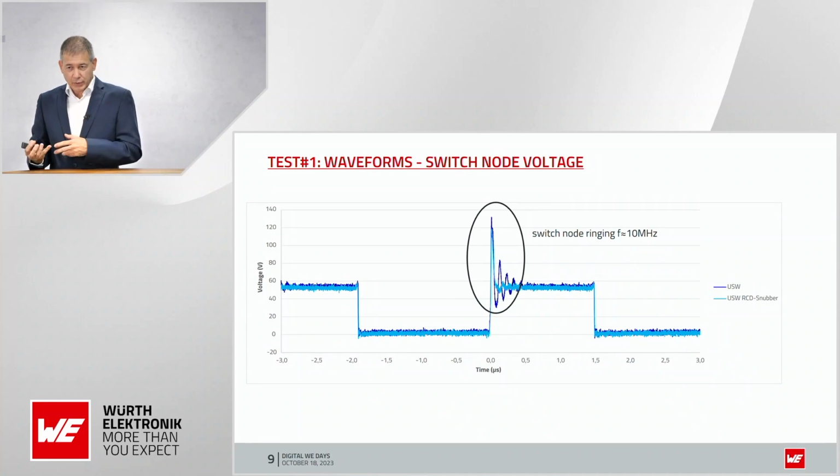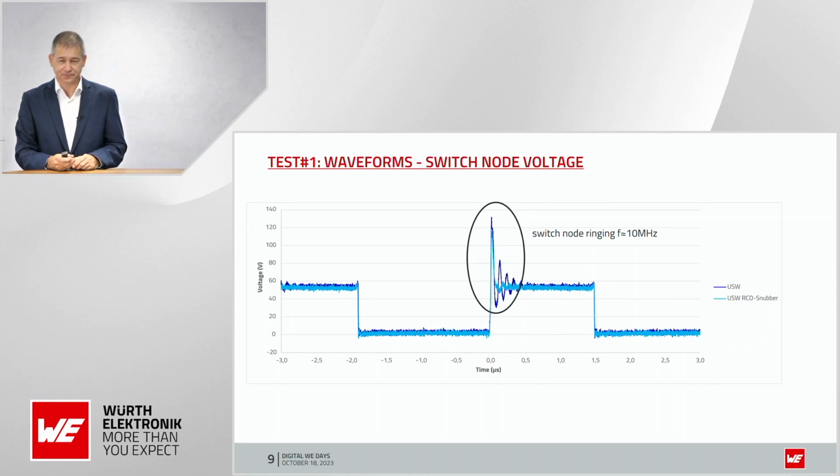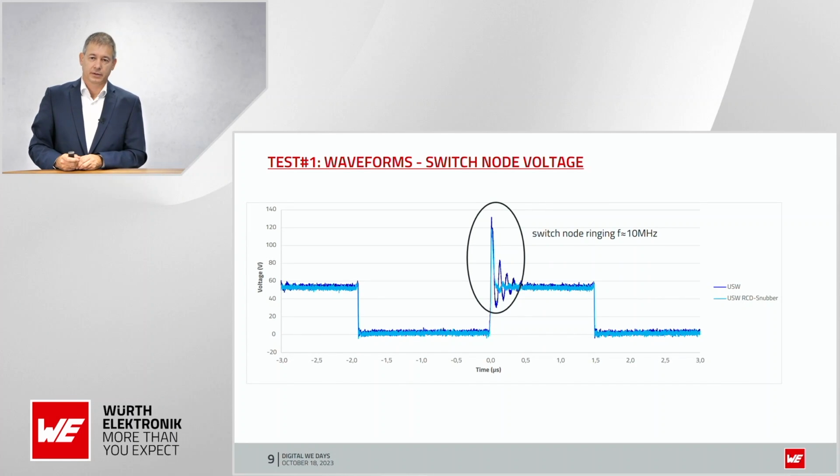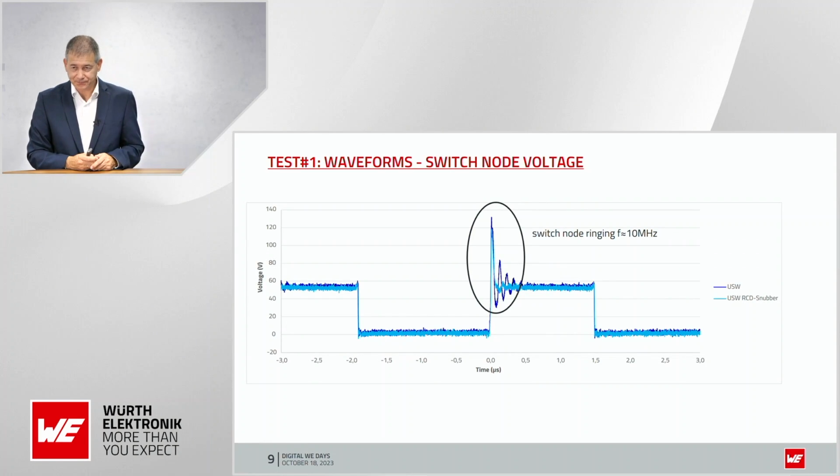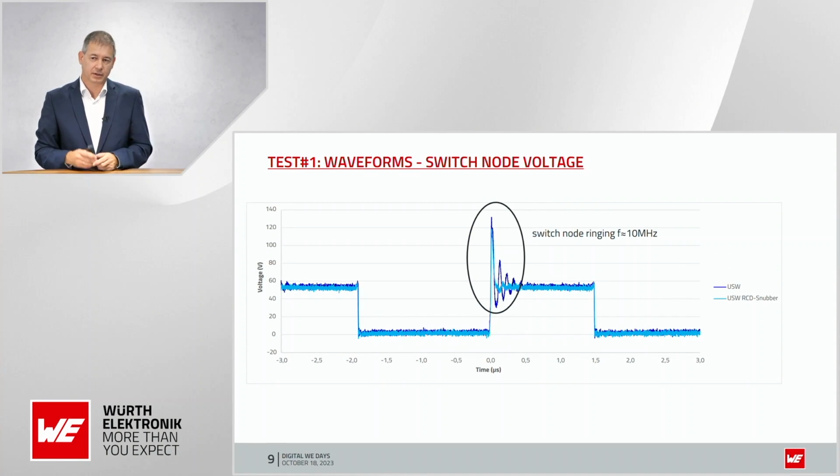If we activate the snubber, we get the second blue line, and we see we drop down the peak a little bit and reduce the ringing, because the snubber design is filtering the swinging energy, and for this it drops down.